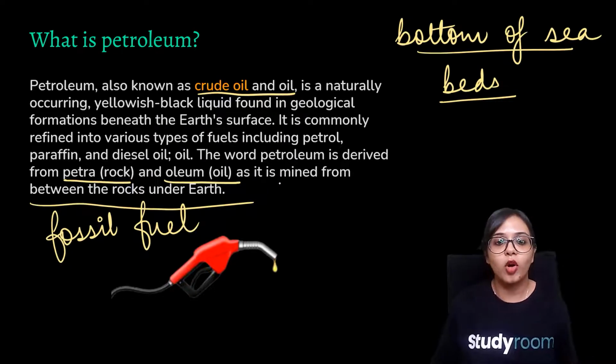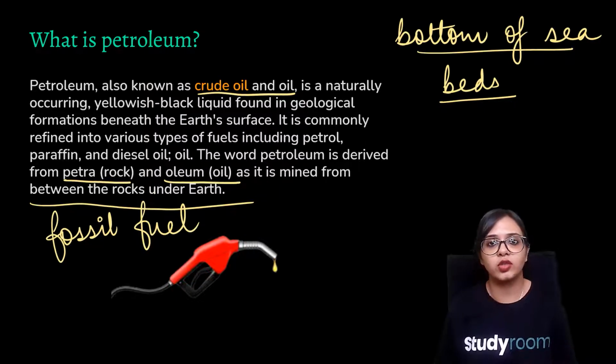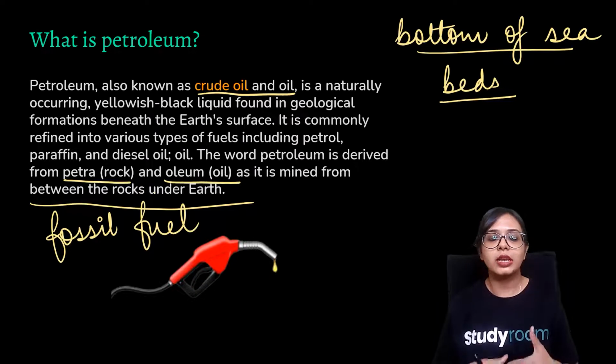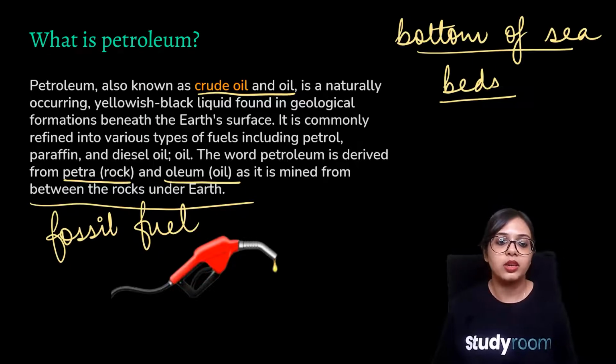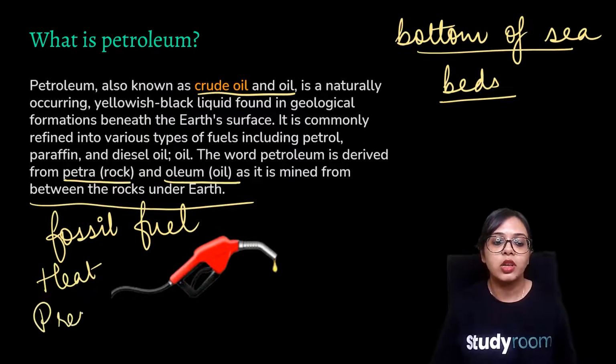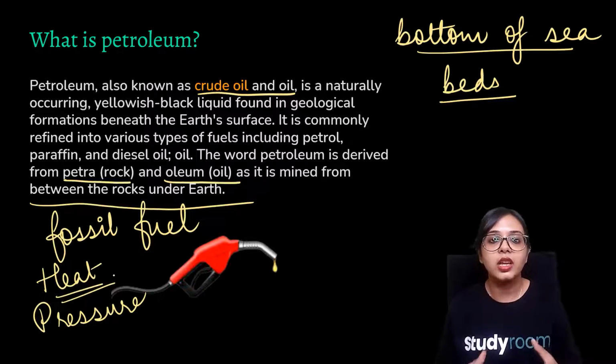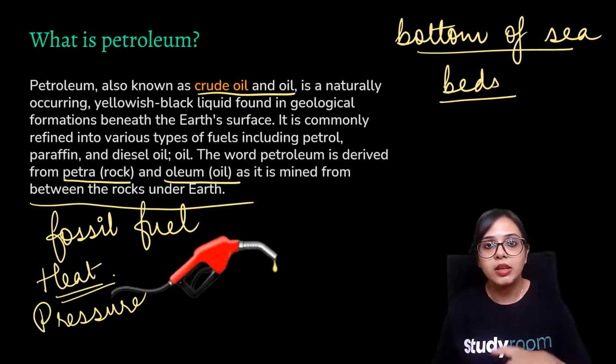And how it is formed, it is also formed between the rocks under earth. So the same stratification, the same decomposition and decaying of the dead remaining parts of plants and animals taking place over millions and millions of years. And the same thing is happening over here. There is an extreme of heat, there is an extreme of pressure. Where is this extreme of heat happening? This extreme of heat is occurring in between the stratification, in between the layers of these rocks.